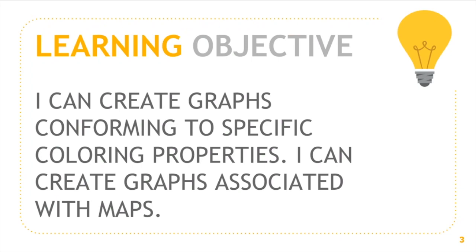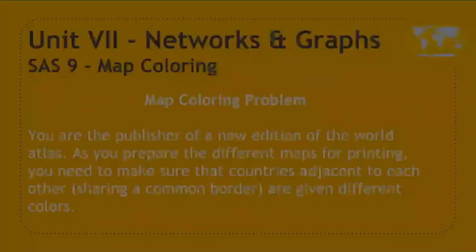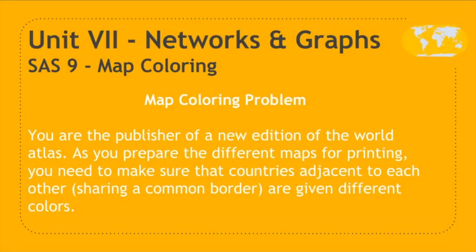Learning objective today: I can create graphs conforming to specific coloring properties, and I can create graphs associated with maps. And the I will statement: I will identify efficient ways to graph using real-world situations. Unit 7 on networks and graphs, that's the unit we're in. We're in SAS 9, that's student activity sheet 9, map color.